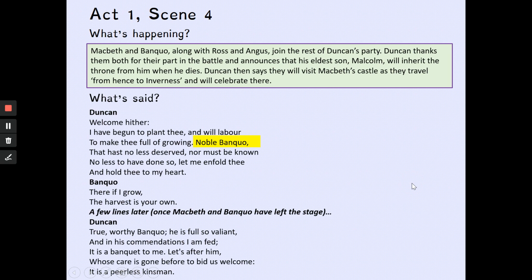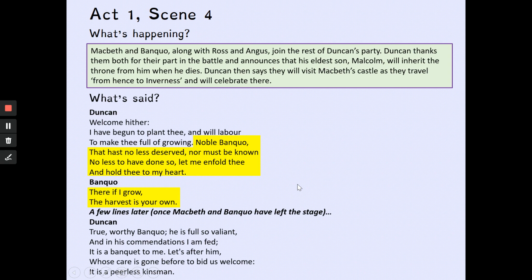Now, if we look at a couple of details there, he's singing Banquo's praises. He recognises that Banquo is a noble man. And we've said previously that Duncan can be a bit blind, but he does recognise that Banquo is good. And he recognises here that Banquo is no less deserving than Macbeth. Now, that might be slightly contradicted by the fact that he's given Macbeth this new title. He's given him the title of Thane of Cawdor and not given it to Banquo. But Duncan does recognise that Banquo is deserving of recognition, deserving of praise. And he says, "Let me enfold thee and hold thee to my heart." Banquo is someone that he wants to keep close. Unfortunately, he also wants to keep Macbeth close, and that's what's going to lead directly to his downfall.